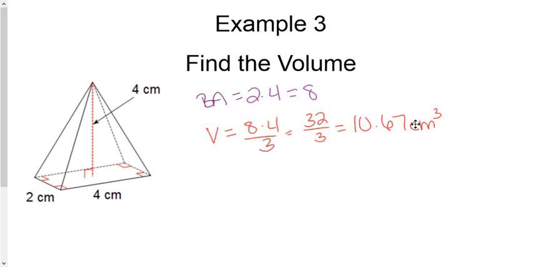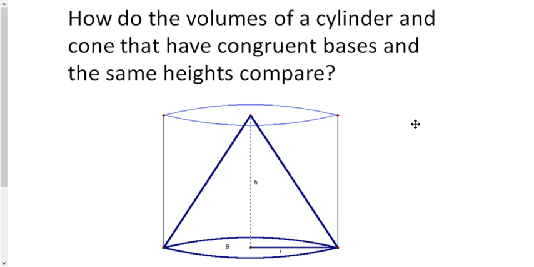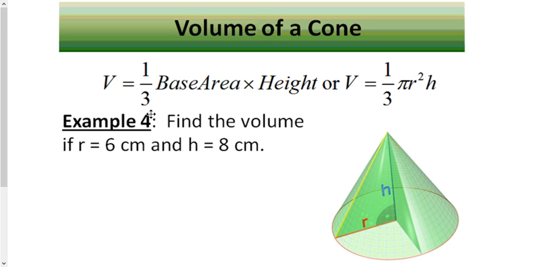So now we've had pyramids. Now it's time to move on to cones. So, the volumes of a cylinder and a cone are very, very similar to the way a prism and a pyramid were. You're going to take the base area times the height, and now you're going to divide it by 3. So they have that common factor, dividing everything by 3. So again, find the base area, then find the volume.